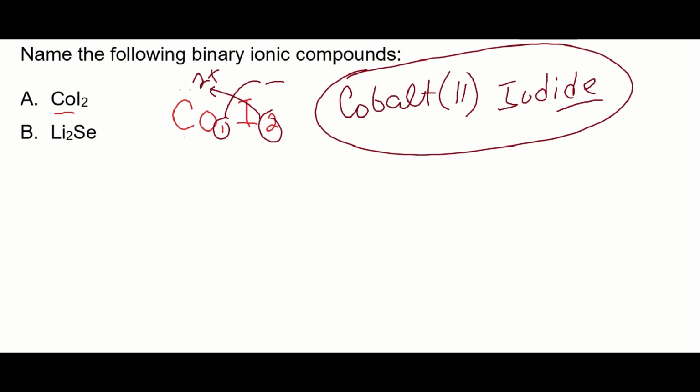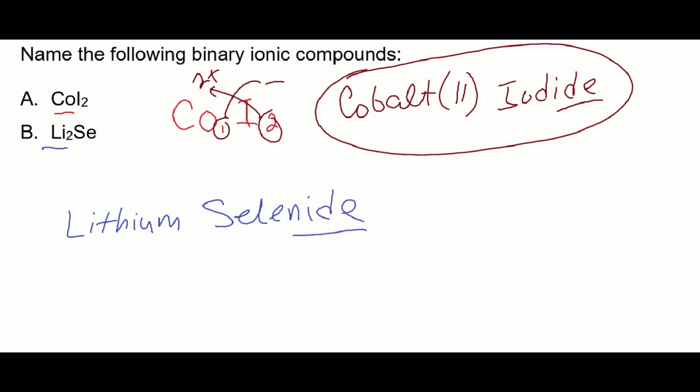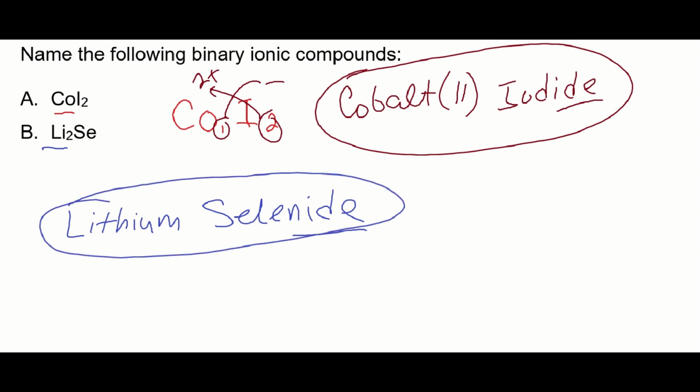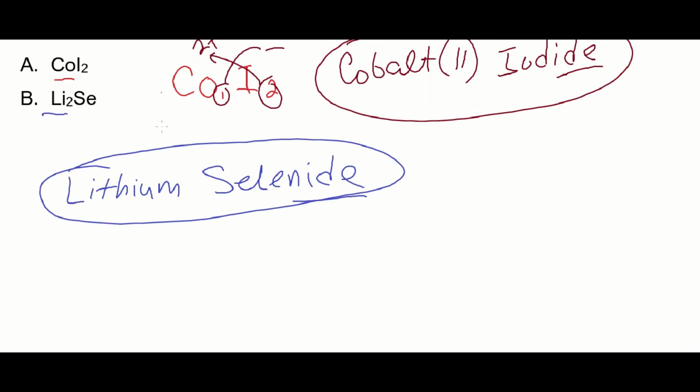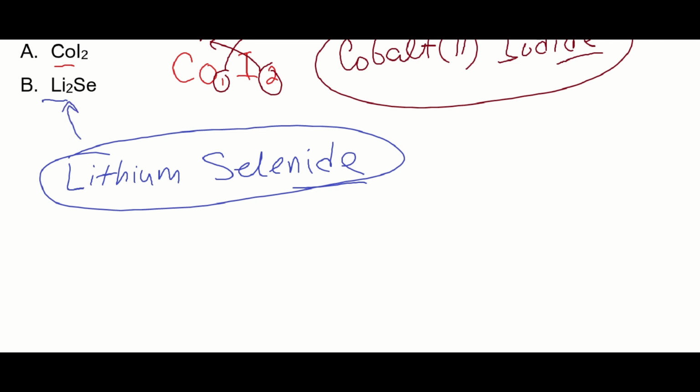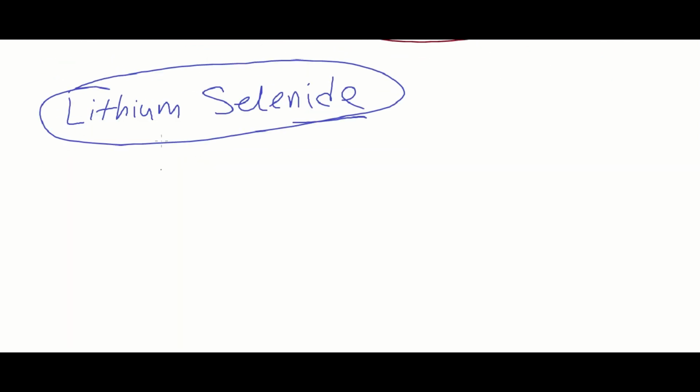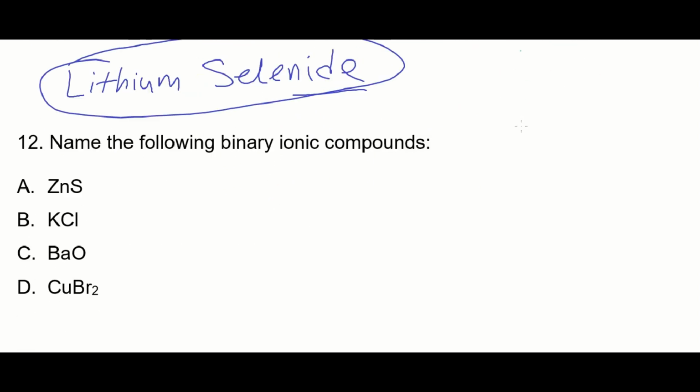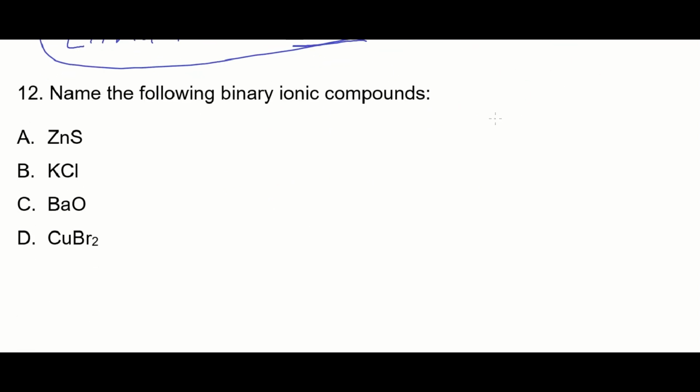Now B, we don't need to do this reverse crisscross stuff because lithium is not a transition metal. It only has one charge. And when you only have one charge, you don't need to include it in the name. So it's just going to be the name of the metal, in this case lithium, and then the name of the non-metal, which is selenium, but you've got to drop the ending and add IDE. So selenide is the name of Li2Se. That's the most common way that they're going to form in that formula unit.